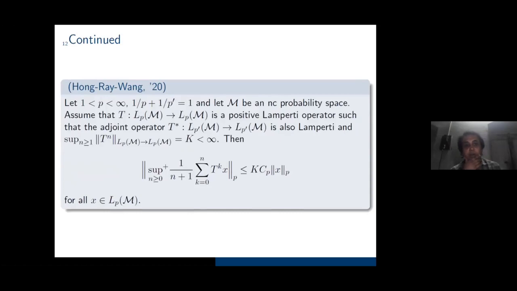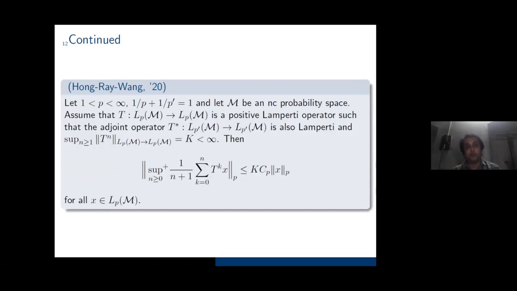So now the second one is for power bounded Lamperti operators. So we have a positive Lamperti operator such that the adjoint is also Lamperti and it is power bounded. Then again, we have an ergodic theorem. So this is another ergodic thing. This is the ergodic theorem of Kan.